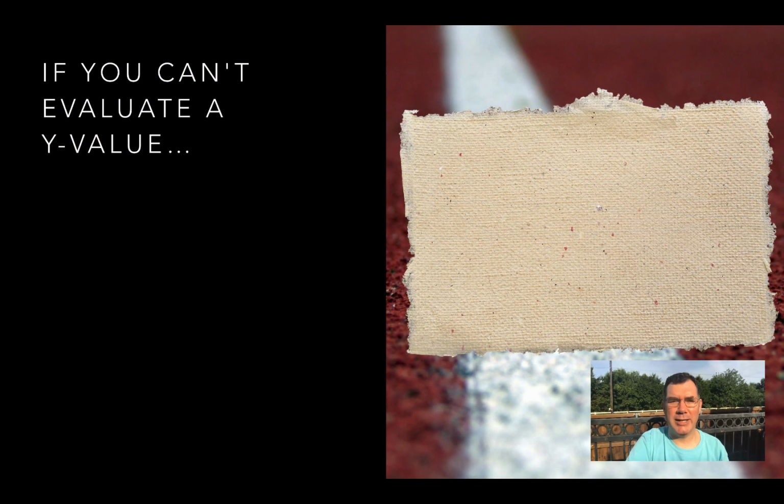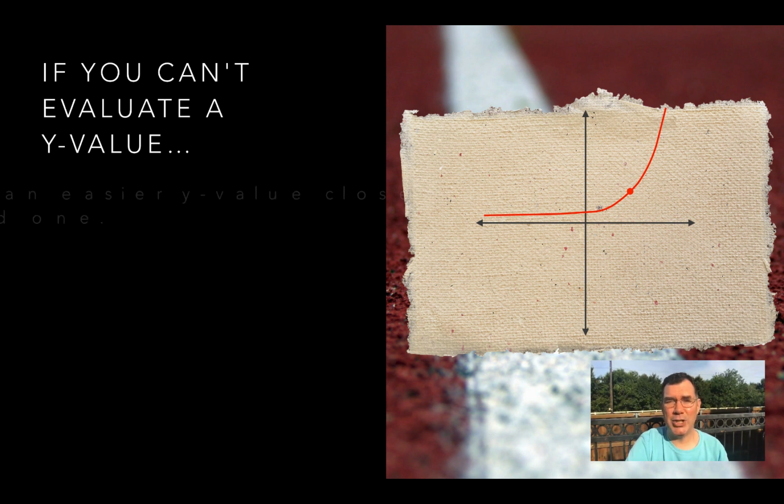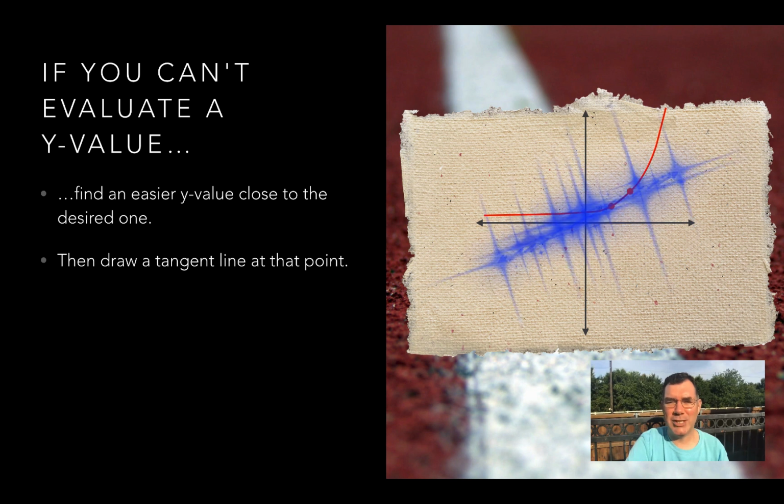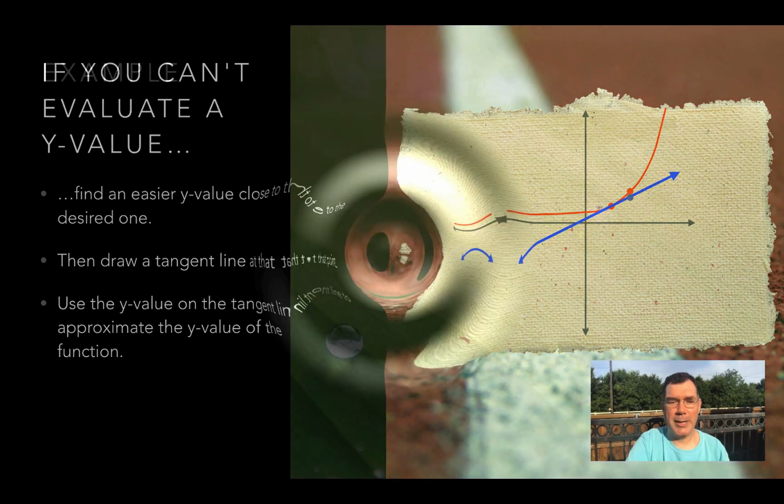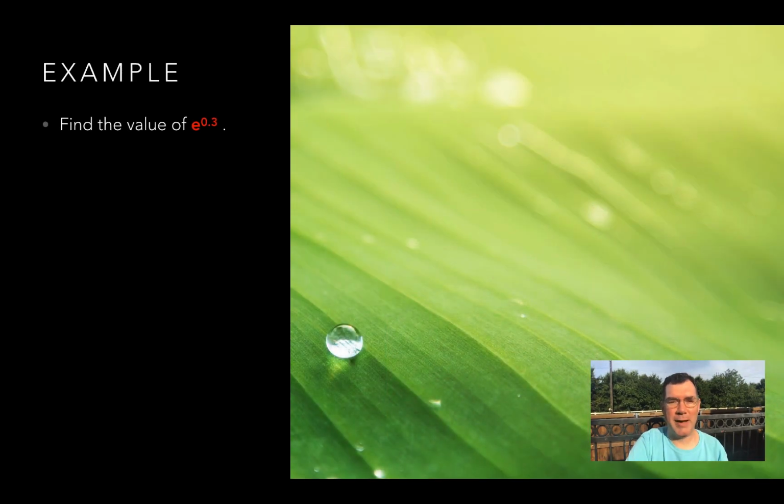So let's get started. If I can't really evaluate a y value, if I don't know what the y value is for a corresponding x value on a graph, what I can do is use the tangent line to approximate it. So I find an easier y value that's close to the desired one, and then I draw a tangent line and follow that tangent line to the x that I actually want. All right, so let's talk about an example of how that's done.